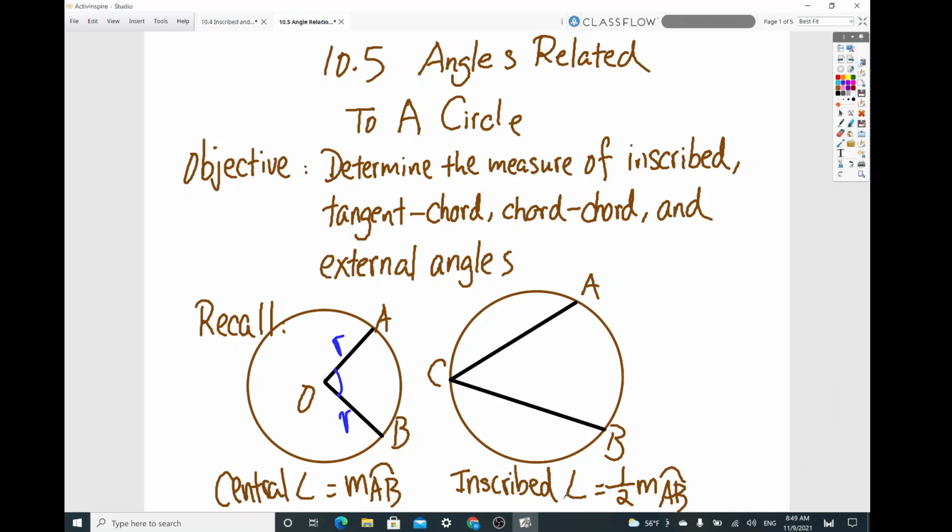And then the inscribed angle is being bounded with two chords. Chord 1, chord 2. Anytime you see that the angle is being bounded with two chords, this is called the inscribed angle. It's always 1/2 times the measure of the corresponding arc, and that would be the measure of arc AB. Okay, so now let's see.